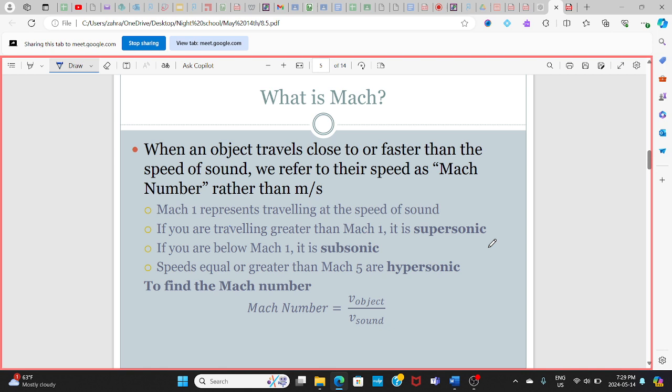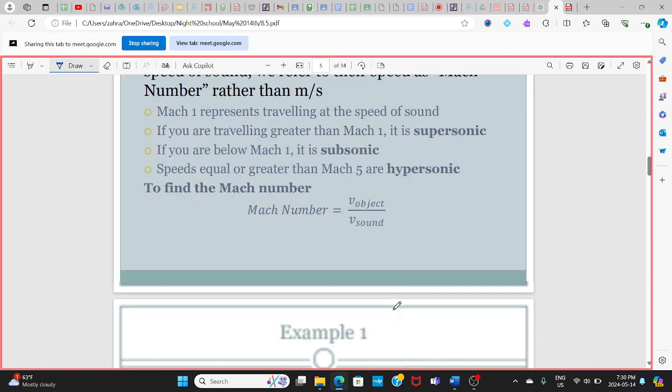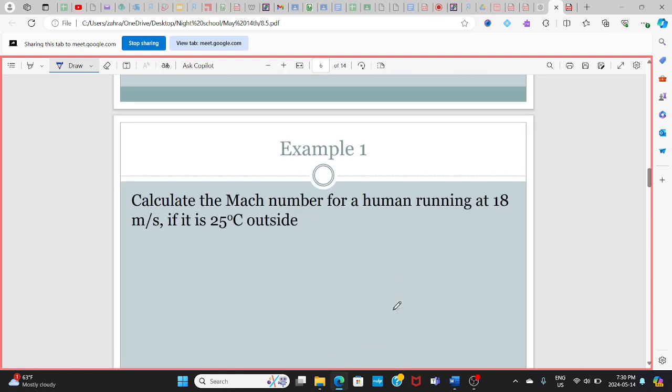To find the Mach number, this is what we do. Velocity of the object divided by the velocity of sound. Of course, if the velocity of the object is the same as the velocity of sound, it's going to be 1. So it's going to be 1 Mach, as I said here. If the velocity of the object is twice the velocity of sound, we say 2 Mach, right? And so on.